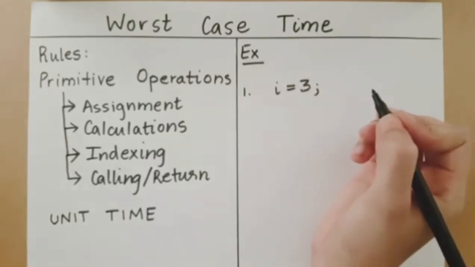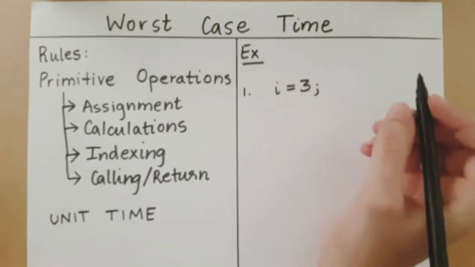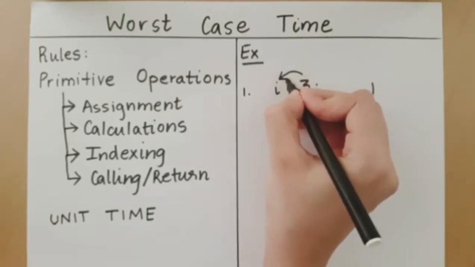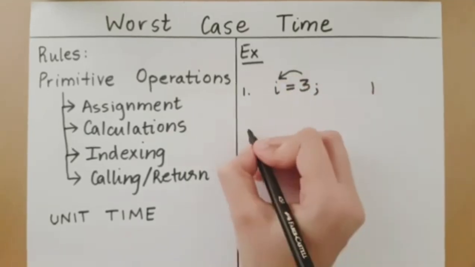The first statement is i = 3. This takes 1 unit of time because it performs one assignment operation.